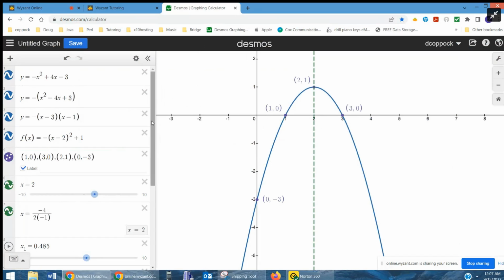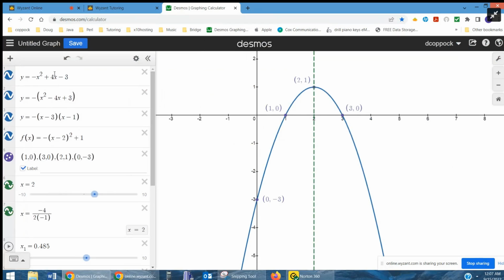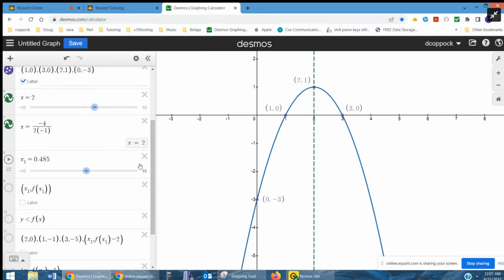Or you can use the formula x equals the opposite of b over 2a, and b is 4, a is -1. So there's the equation of the axis of symmetry, x equals 2. Now, if I enable this point right here, I can label that, and that's a point on the graph. So any x and y coordinate that makes the original equation true lies on the graph.